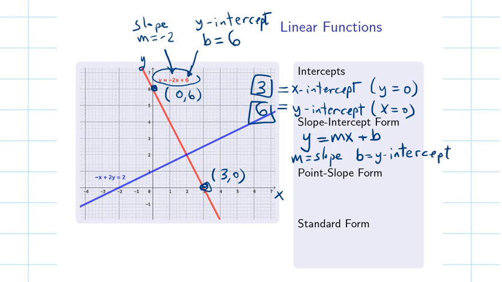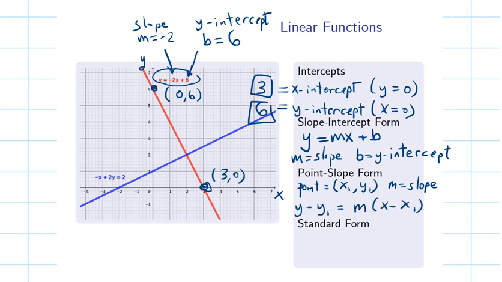You're probably familiar with the slope-intercept form, but more useful is the point-slope form. The point is usually written as (x1, y1), and the slope is still written as m, and the equation is y minus y1 equals m times x minus x1.